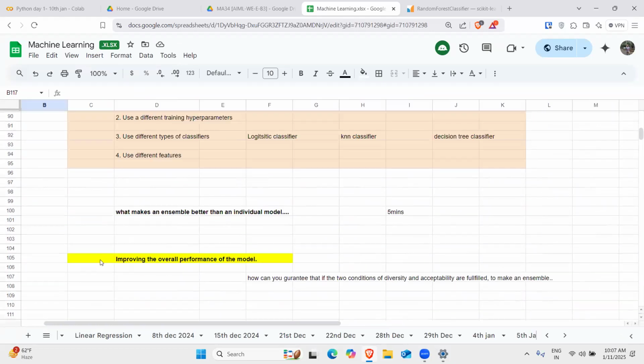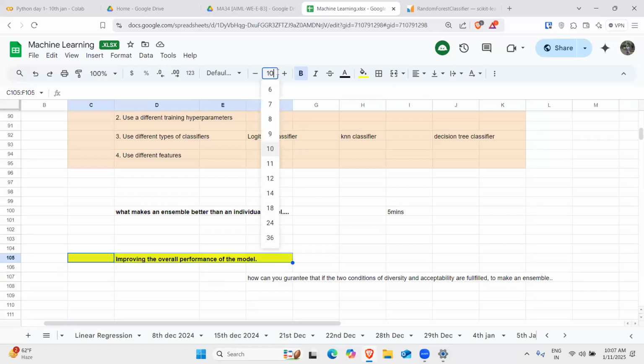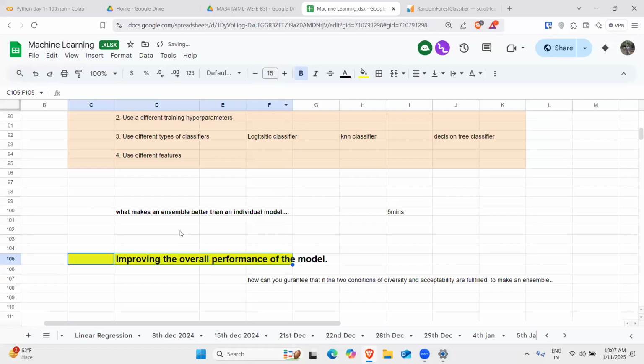Now, is this thing clear, guys? Do you have any questions on this? This summarizes your entire ensemble learning. Do you guys have any questions now? Yes, guys.